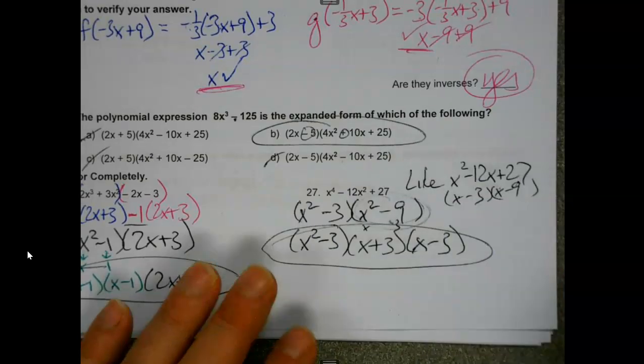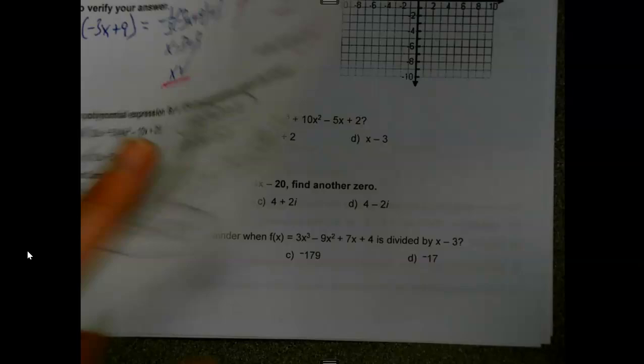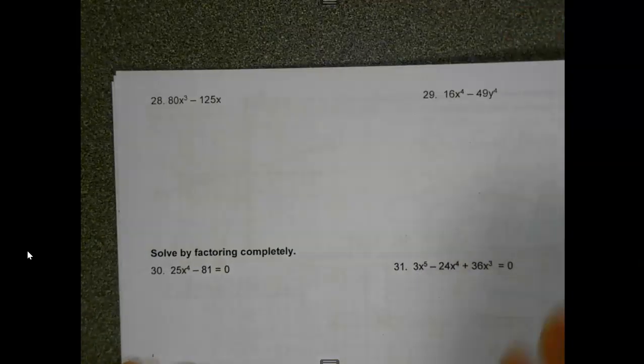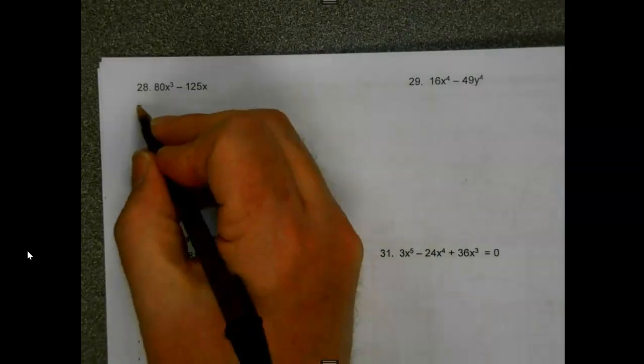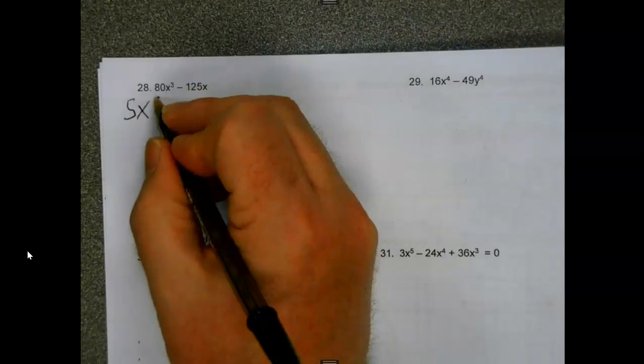Am I going to press on? I think I am. I'm going to try to make it to 30. Let's see how this goes. All right, anything in common? Yes, x. No, there's more. Oh, 5x.